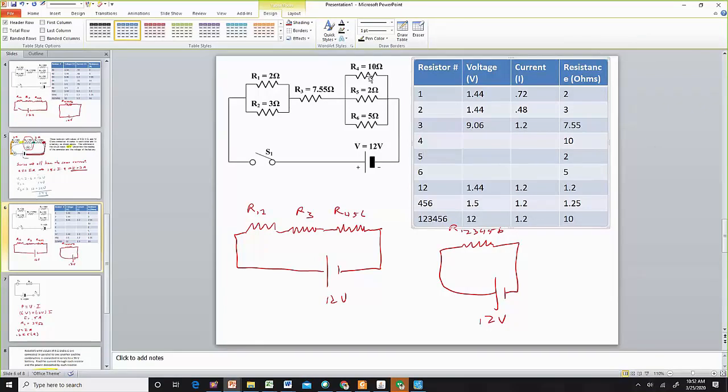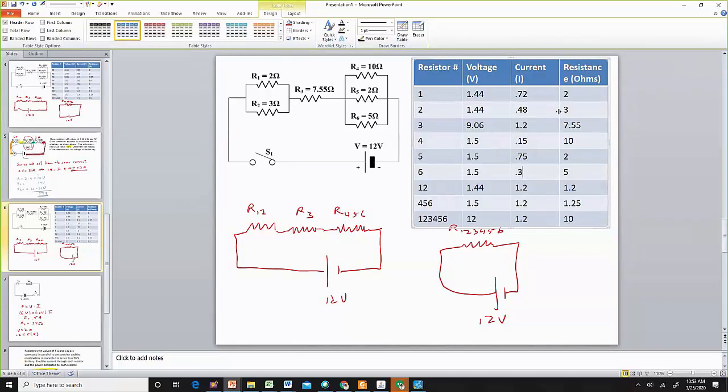R4, 5, and 6, how did I get them? I got 4, 5, and 6 because they were in parallel with R4, 5, 6. So again, they have the same voltage as R4, 5, 6. So I fill that out, 1.5, 1.5, 1.5. And I do V equals IR to get them, 0.15, 0.75, 0.3. Now my table is completely filled out, and I have all the values that I would ever need. If I need power, I can do V times I, or V squared over R, or I squared R, whichever one you like.